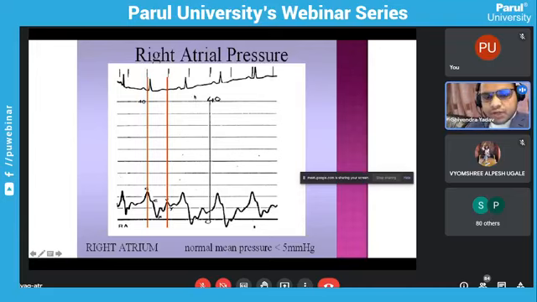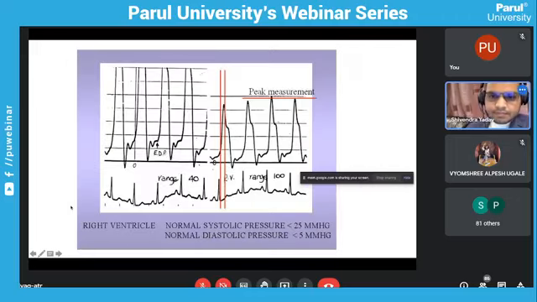Now, if you notice, the pressure scale here is very low. As the normal pressure is 1 to 7 mmHg, we should keep our scale of 25 or 30 to record this pressure. Then we have right ventricular pressure. If you see the waveform here, it is quite similar to the LV waveform, but the end diastolic waveform is a little bit different.